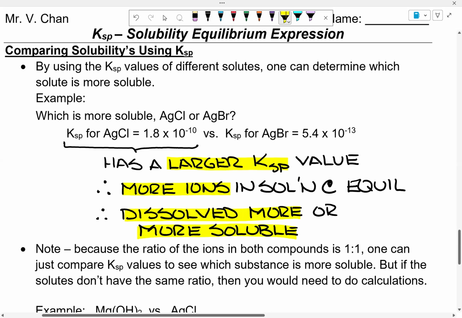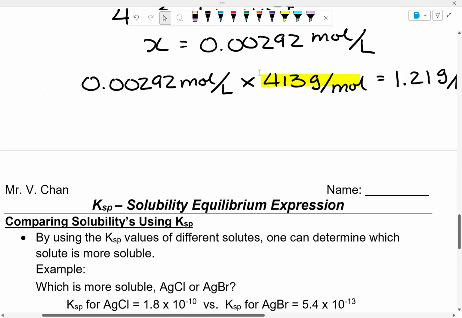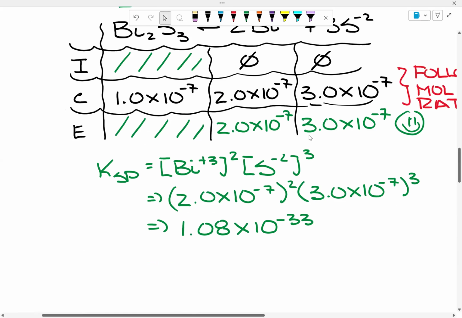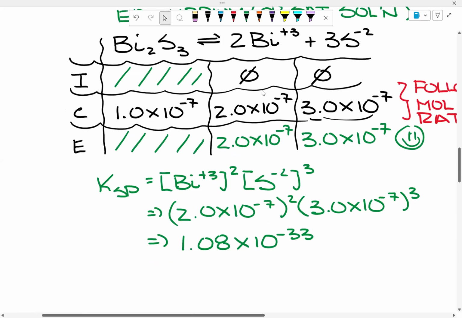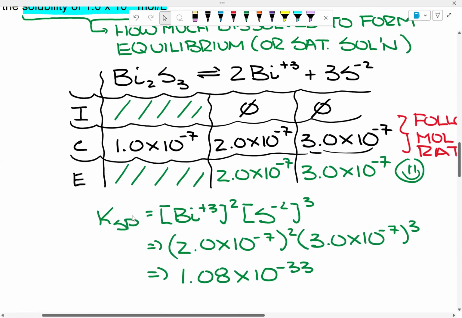Now, this goes back to equilibrium. You remember equilibrium, if you have more ions, what that means is you have a larger KSP value, because the more ions you have in solution, multiplied together, you have a greater KSP value. Just like equilibrium, the more products you have, the greater the K value. So that means the equilibrium favors the products more.